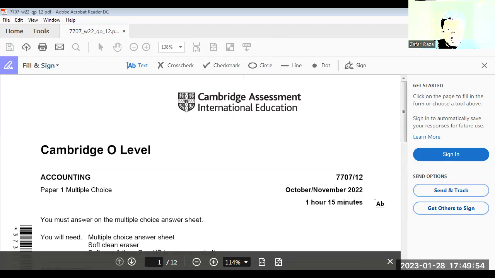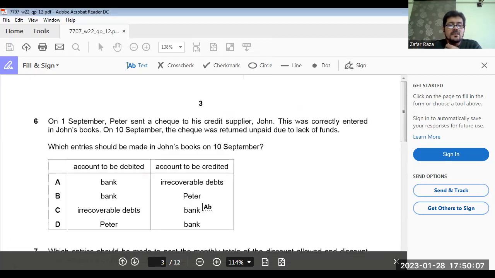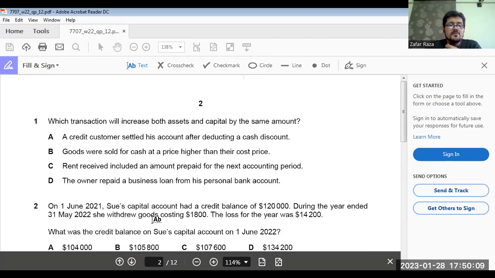Bismillahirrahmanirrahim. October-November 2022, paper 12, 7707, O levels. Okay. This is your first MCQ. Now, which transaction will increase both assets and capital by the same amount?